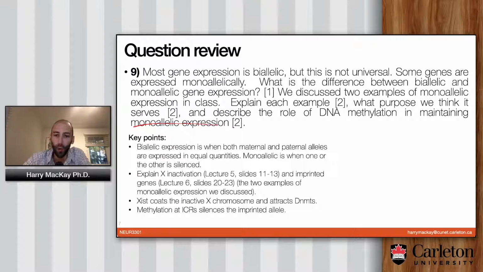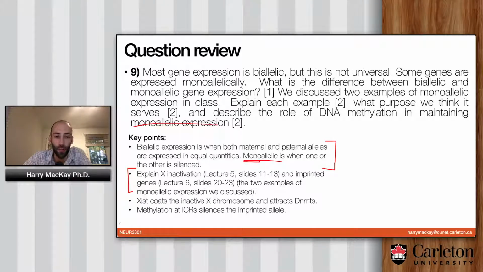So what I was looking for here is a description of how biallelic expression is when you express genes from both your maternal and your paternal alleles, and they're expressed in roughly equal quantities. And then monoallelic is when one allele or the other is expressed, or another way to phrase it would be one or the other allele is silenced. There's many ways that this can happen, but the 2 that we talked about were X inactivation.